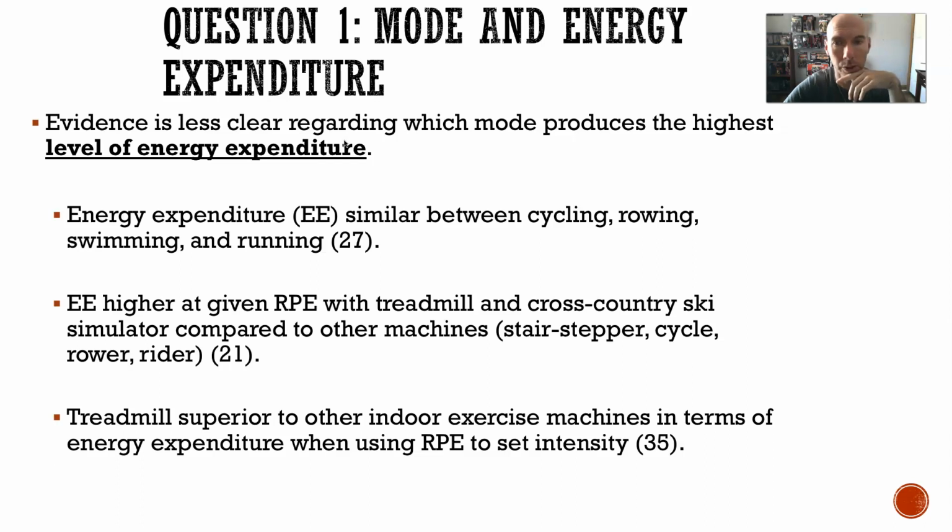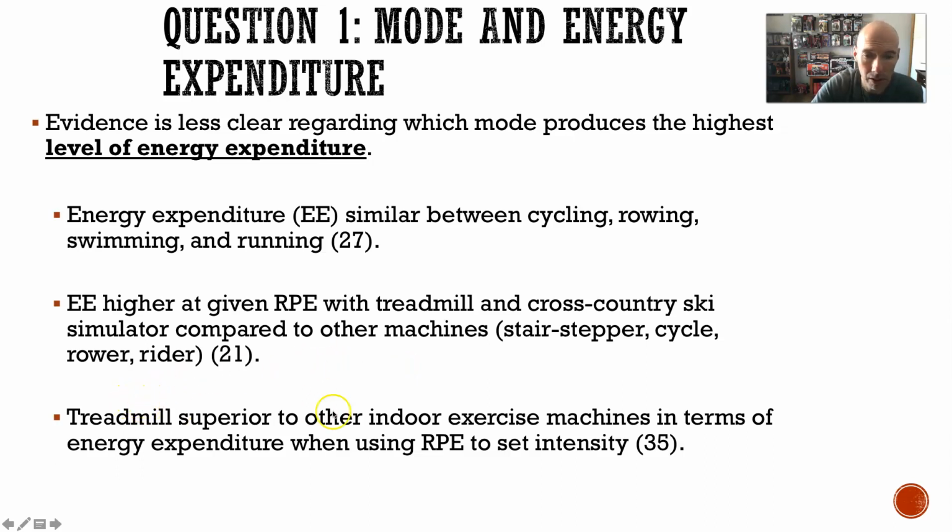Okay, moving on. Back to the presentation. So energy expenditure was found to be similar between all of these different modes. So that does not give us much to go on there at all. Here we see energy expenditure was higher with treadmill versus another device, which is a full body cross-country ski simulator, or other machines that are lower body only. So again, evidence is inconclusive here.